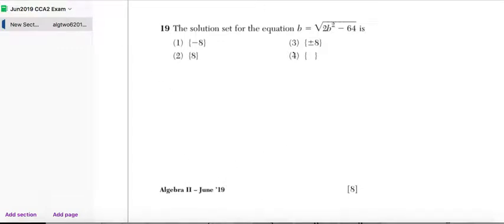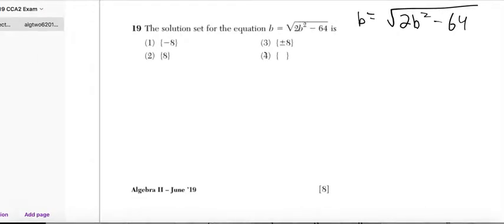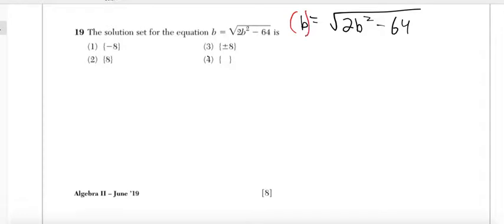The solution set for the equation, so here's what we'll do. I'm going to do it by hand first, and then I'll show you guys how to do it in the calculator. So the original equation is b is equal to the square root of 2b squared minus 64. Now we need to get rid of the square root sign. To do that, we need to square both sides of the equation, and then the square and the square root cancel out. So b raised to the second power is just b squared. When the square and the square root cancel out, I just write the expression that was originally inside the square root sign without a square root sign, and I get this equation right here.